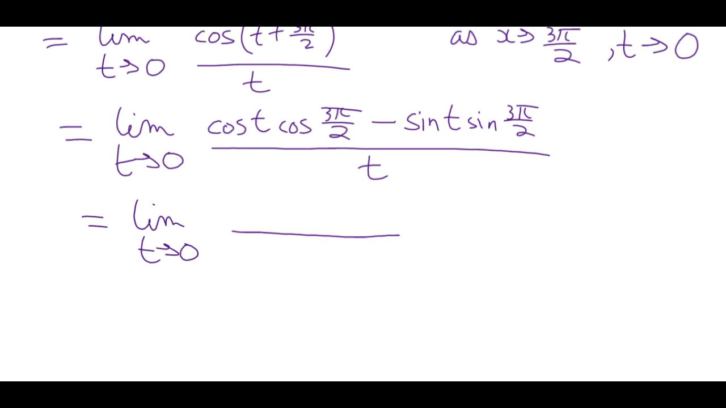So we got 0 minus negative sine t, which is 0 plus sine t. So it is sine t over t. What's that limit? On your formula sheet, it's 1.